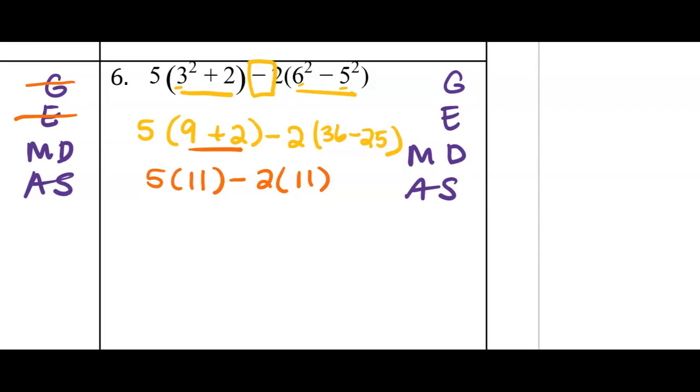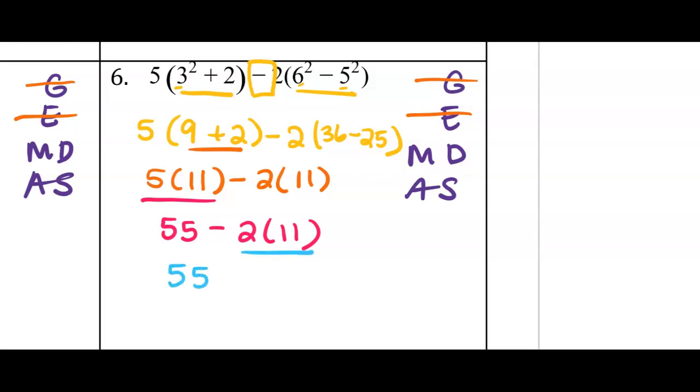Looking through, do I have any more grouping symbols? I do not. My parentheses are now just for multiplication, so I can cross off my grouping symbols. I don't have any more exponents, so I can also cross off my exponents. But I see that I do have multiplication right here. 5 times 11 is 55. I still have multiplication in the 2 times 11. So I'm going to do 2 times 11. I get 22. And then I have finished my multiplication. So I will do my addition and subtraction, which gives me 33.